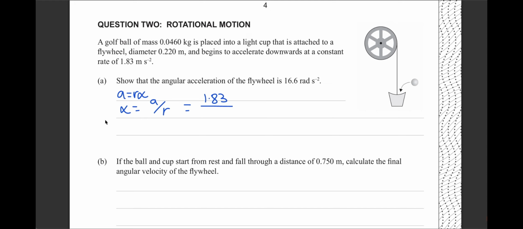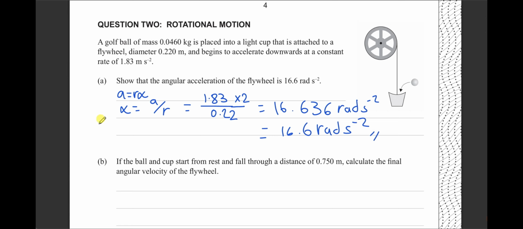Okay. So we can then just multiply this result by 2 and halve this by multiplying the numerator by 2, I'm essentially just halving the bottom. So this will just become 0.22, which is going to give me a result. It should give me that number there, 1.83 times 2 divided by 0.22, and I get 16.636, blah, blah, blah, radians per second squared, which to three significant figures is 16.6 radians per second squared.